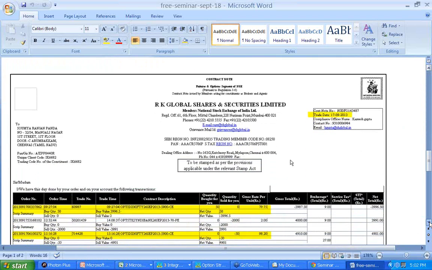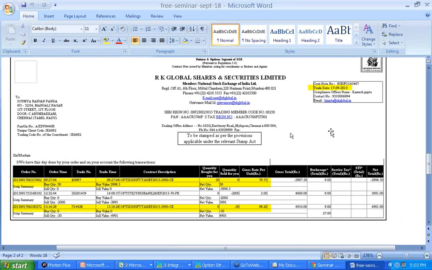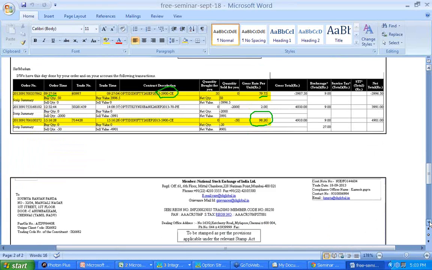17th September, so I am taking 3 days. On 17th September I did the same way. Same strike of 5,900 call, bought 50 at 79.75 and sold at 98. You can say from 3,996 to 4,900, almost 900 rupees I made. I highlighted this also, the 17th. This is the intraday trade. Consistently I did this.